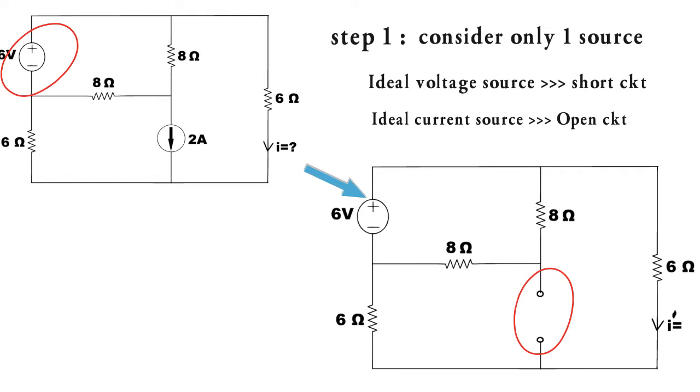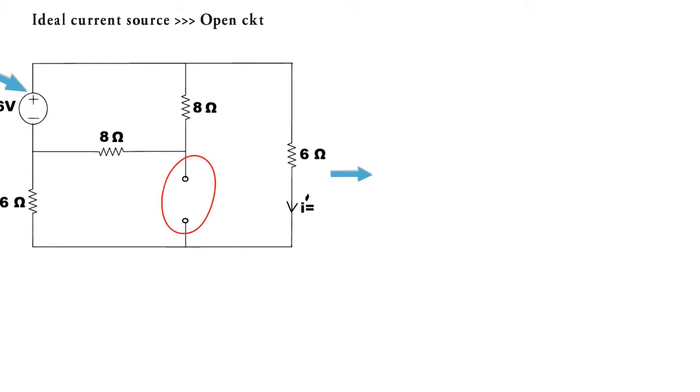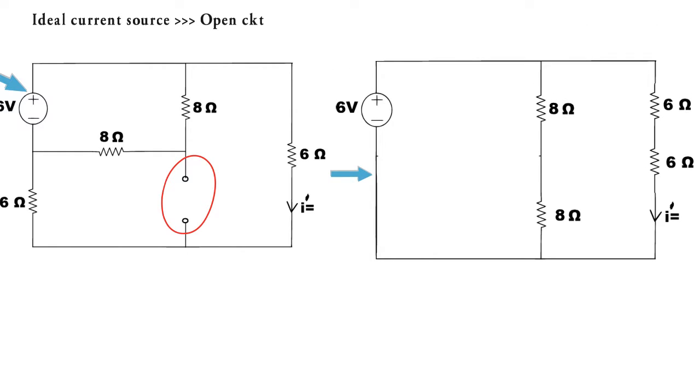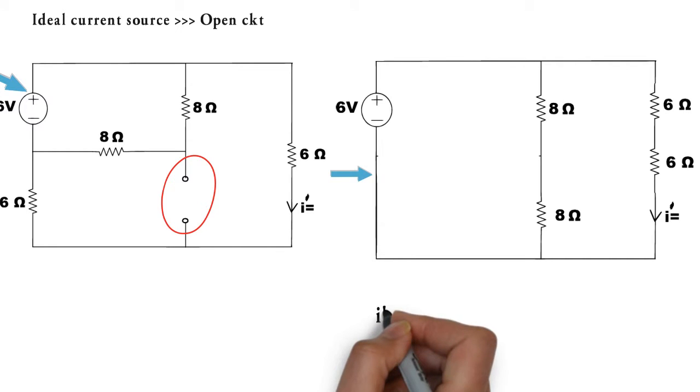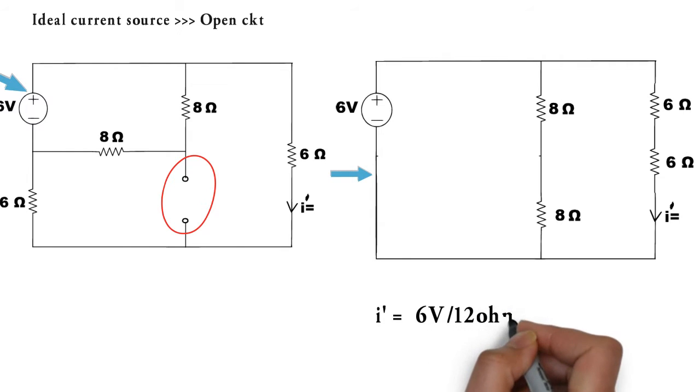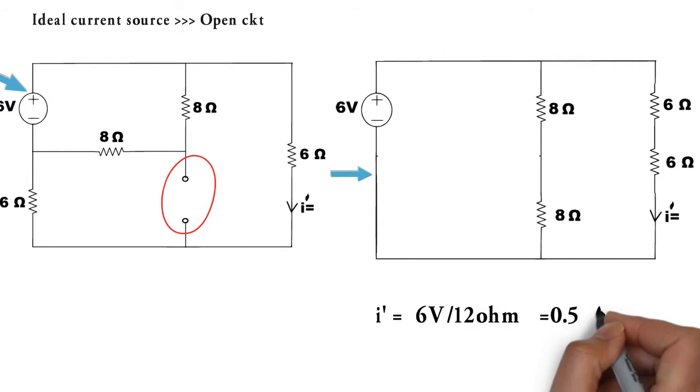Now we can further reduce this circuit and rearrange the resistances, and we get a circuit like this one. Now if we solve this circuit and calculate the current value through the 6 ohm resistor and call it I dashed, then it will be equal to 6 volt divided by 12 ohm, equal to 0.5 ampere.